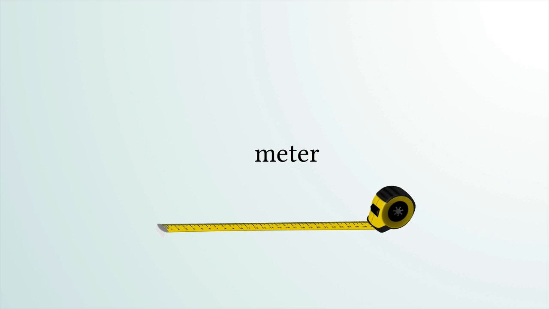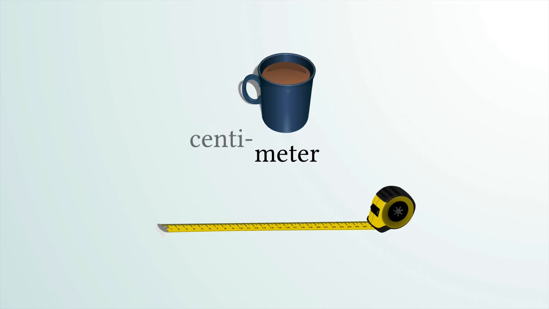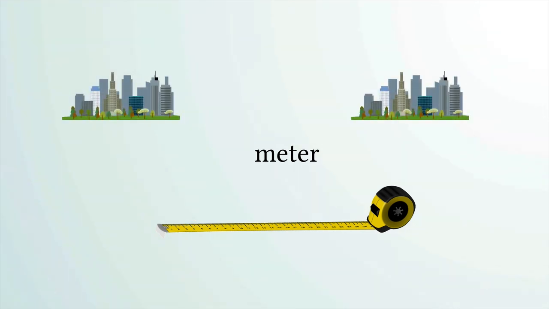If your object is a smallish object, like a coffee cup, you will need to use a smaller unit of measure. So you can add the prefix centi, which means 1/100th or 0.01. A centimeter, then, is 1/100th of a meter. Now, if you want to measure the distance between two cities, you will need a larger unit of measure. So you can add the prefix kilo, which means 1,000. Thus, a kilometer is 1,000 meters.